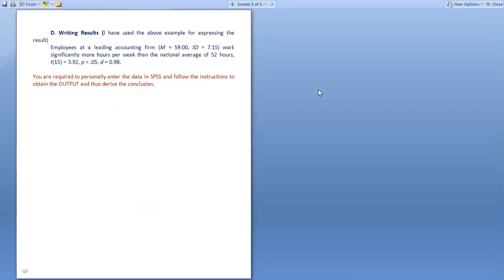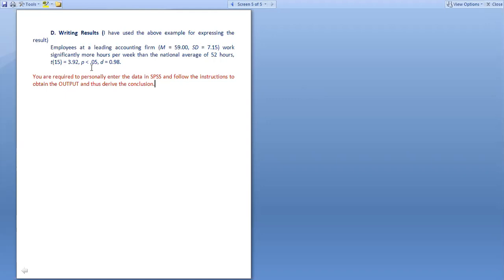And finally, how are we going to write the results? I've tried to answer the question and write the result. Employees at a leading accounting firm, M equal to 59 and standard deviation equal to 7.15, work significantly more hours per week than the national average of 52 hours. And t, within brackets 15, basically means degree of freedom. Degree of freedom is n minus 1, so 16 minus 1 is 15. t(15) is equal to 3.92. The value of p is less than or equal to 0.05 and d is equal to 0.98.